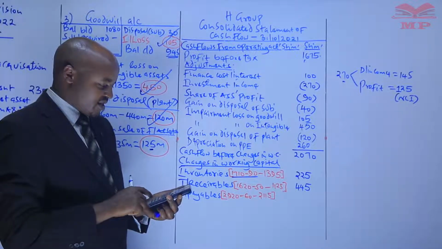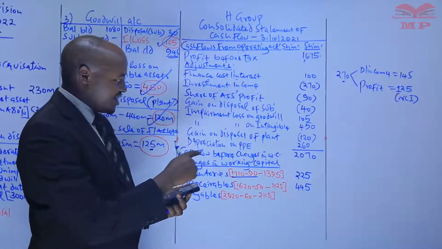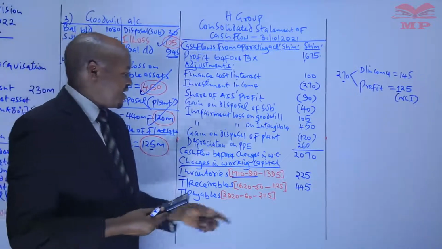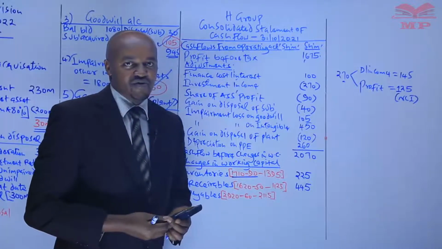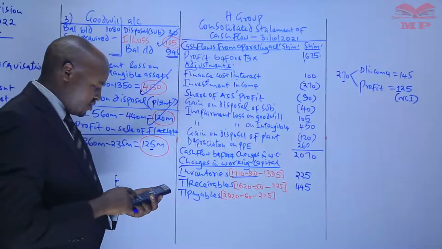So for inventory still we have a decrease, which is okay. A decrease means that we sold. So if we sold, we got cash. It's a cash inflow. And finally, what about payables?